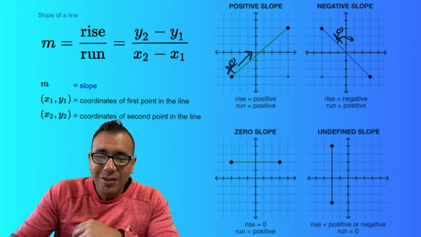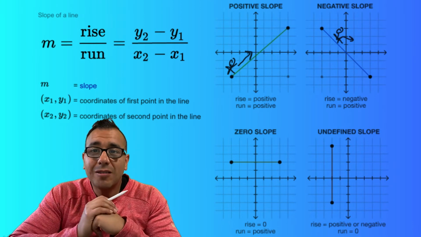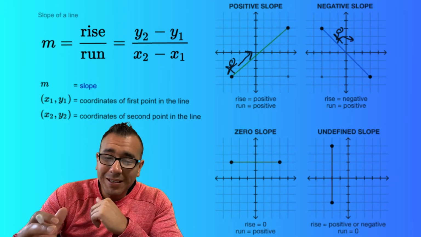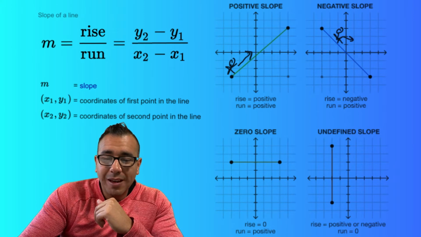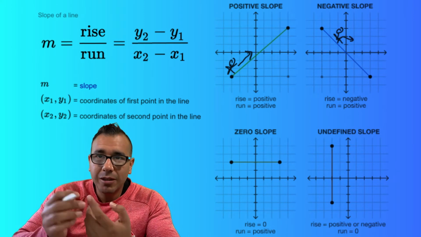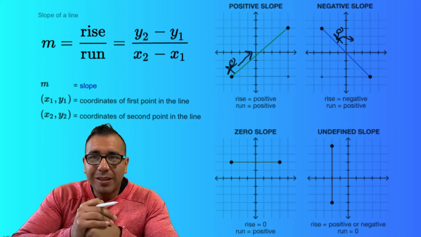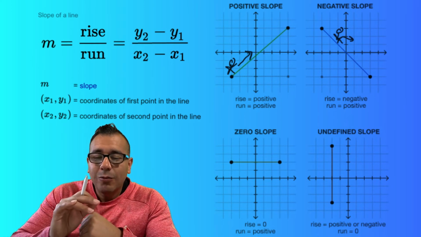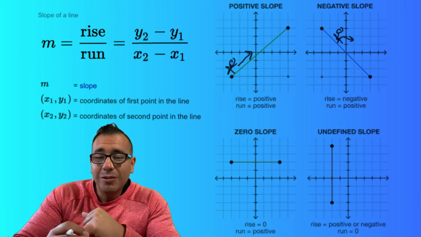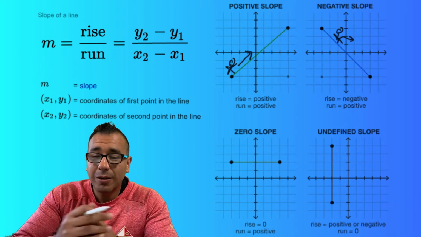All right. So how do we actually find the slope? Well, what they need to give you are 2 points. We're going to call one of the points point 1, the other point point 2. Does it matter? Absolutely not. Regardless of whichever point you call point 1 and point 2, this will always work.